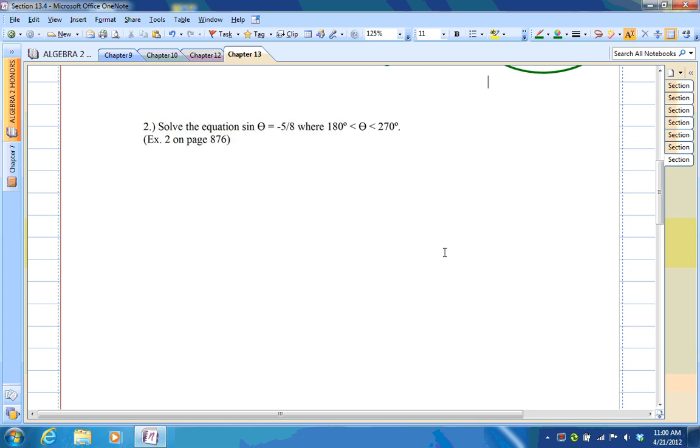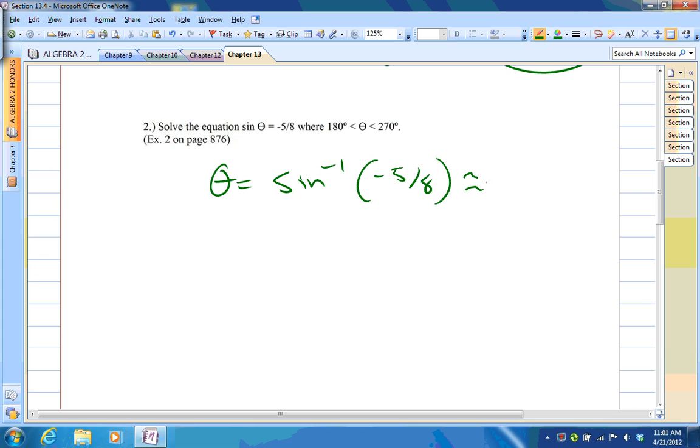Now, number 2 is a little bit tricky. Here you have to solve the equation sine theta equals -5/8, where theta is between 180 and 270. This is example 2 on page 876. So theta is going to equal the inverse sine of -5/8. Hopefully you remember that the default range for inverse sine is between -90 and 90. Since sine is negative, I expect my answer to be a negative degree. So I get -38.682 degrees.